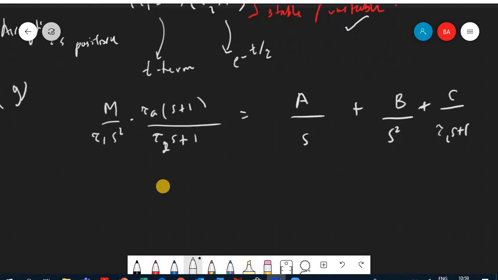What I wanted to say is that this is going to be a term a plus another term bt plus c e to the power minus t over tau. What I tried to mention here is that you'll have an exponential term and you have a t term. Great, so that is 6.6.